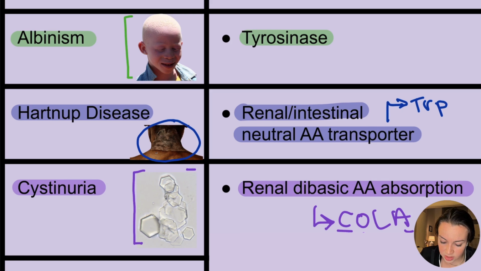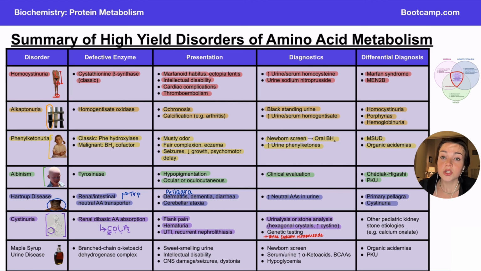Knowing this image of these hexagonal stones is incredibly high yield for the STEP exam. You're specifically looking for the hexagon shape of the crystals. And on your differential are going to be other etiologies of pediatric kidney stones. So these are symptoms that are going to appear from a very young age because this is an inborn error of amino acids. So for example, in a young person who has inflammatory bowel disease like Crohn's, they might get calcium oxalate stones. And so understanding the different crystal shapes and locking in this image is going to be really important for narrowing down your differential.